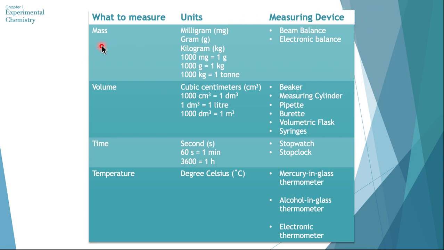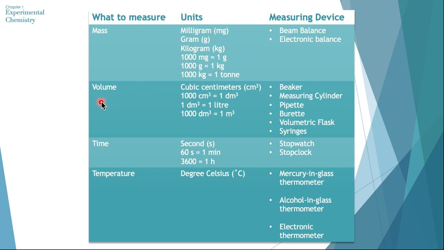So, we have mass. The units of mass are the milligrams, grams, and kilograms. The gram is the actual unit. Then to measure smaller masses, we use the milligrams. And to measure bigger masses, we use kilograms. So 1000 milligrams make up 1 gram. And 1000 grams make up 1 kilogram. And 1000 kilograms make up 1 ton. Okay? So the measuring devices we use to measure mass are the beam balance and the electronic balance.